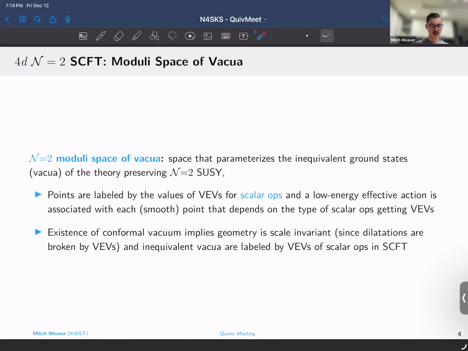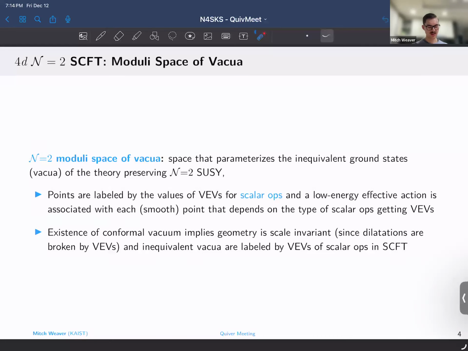Yeah, so an N=2 moduli space of vacua. What is this? This is a space that parametrizes the inequivalent ground states of the theory that also preserve N=2 SUSY. So you can view the points in this space as being labeled by the vevs of scalar operators, and associated with each smooth point is a low energy effective action that depends on the type of scalar operator actually getting a vev.